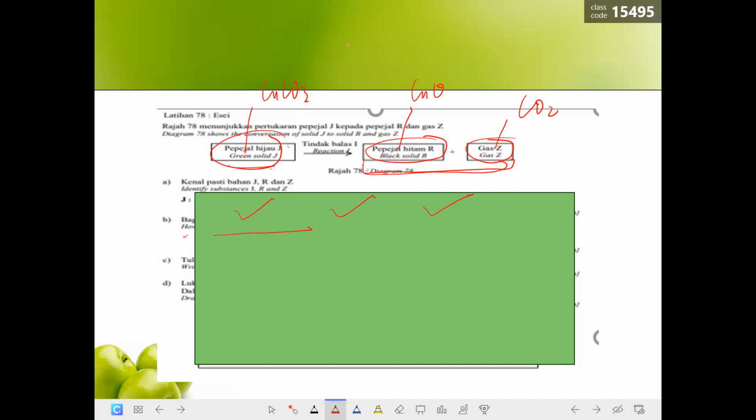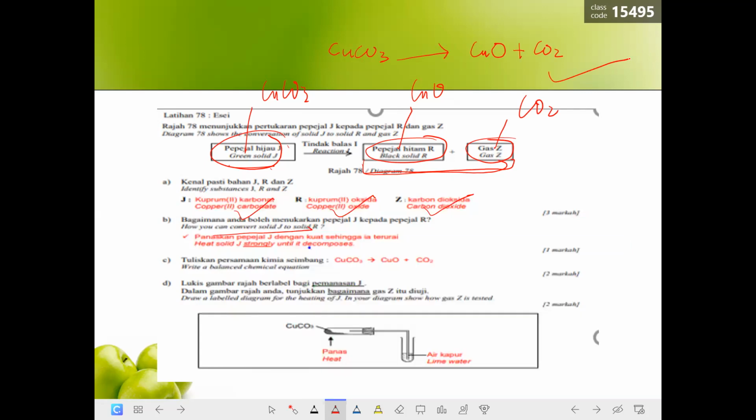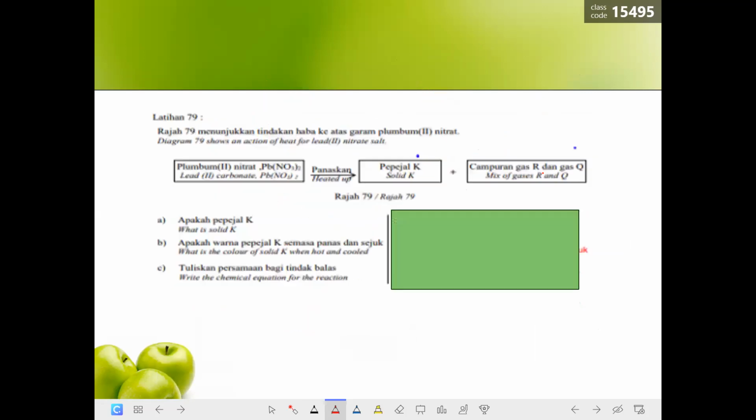Okay. CuCO3 arrow. Correct. CuO plus CO2. Excellent. Correct. That's it. They will ask you this kind of questions. So it is correct. And then when they ask you to draw, you must make sure you draw like this. Can I write CuCO3 and CuO? Yes, because they never ask to name. Can. No problem.